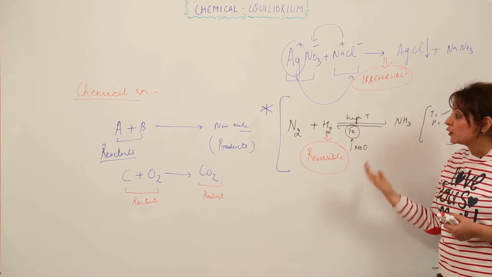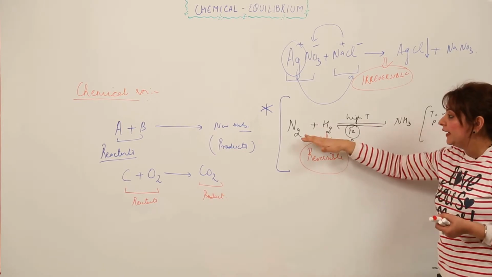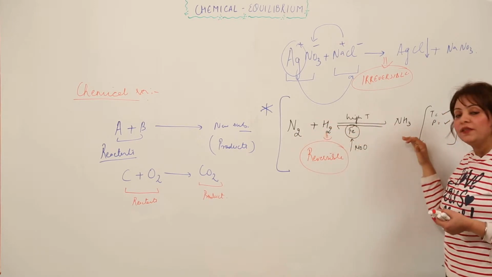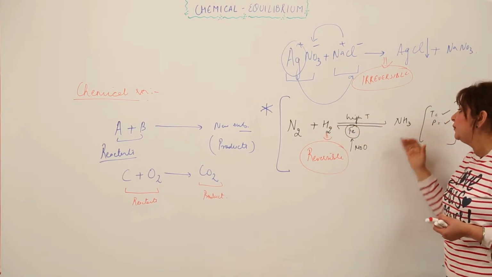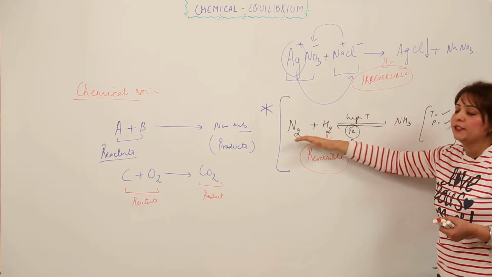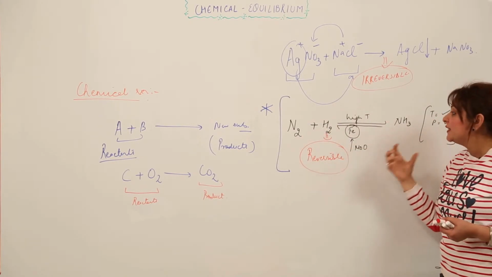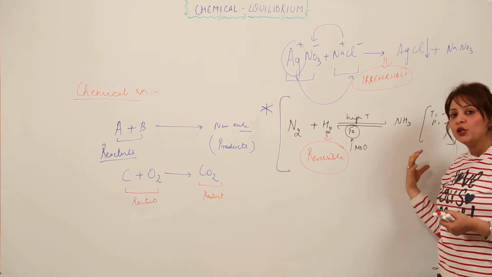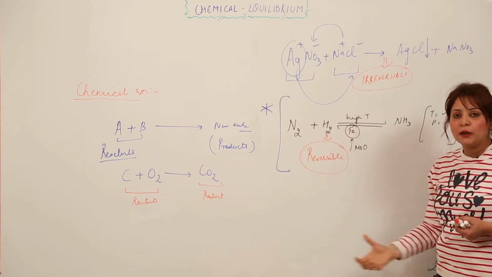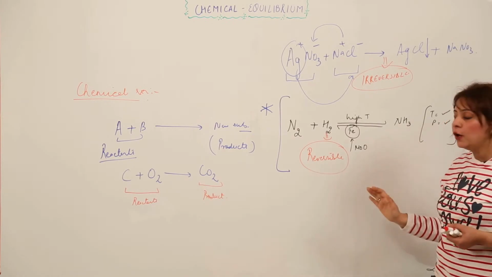That means the reaction is occurring in either way. This N2 and H2 is combining to give NH3, and at the same time the NH3 is also getting dissociated back into the reactants, that is N2 and H2. That means the reaction is occurring in the forward direction, and it is also occurring in the backward direction, right? I think it's clear now.